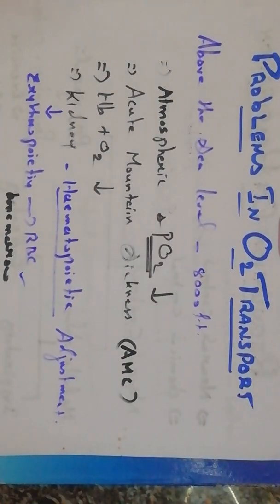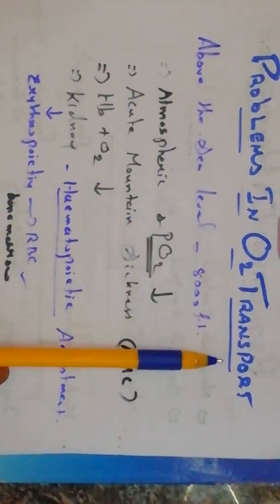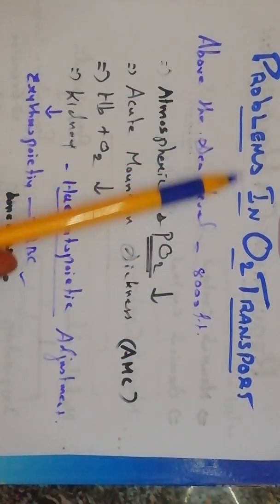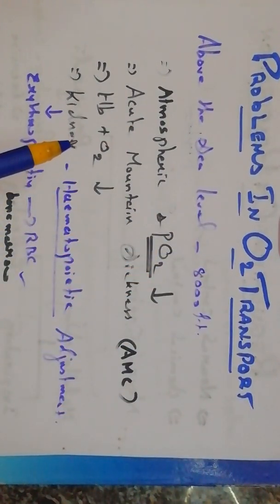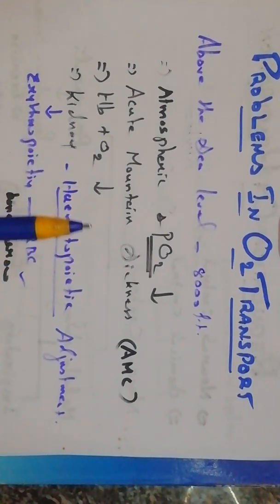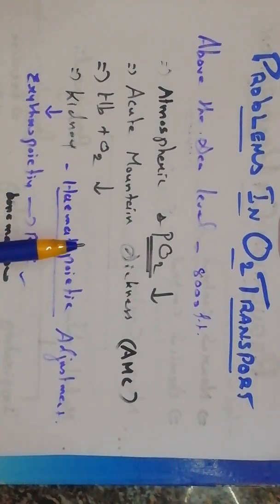So let us talk about the next topic. It is problems in oxygen transport. In the previous class we discussed the transportation of gases, right? So there we said oxygen transportation as well as carbon dioxide transportation, right? Both will be transported by blood circulation only.